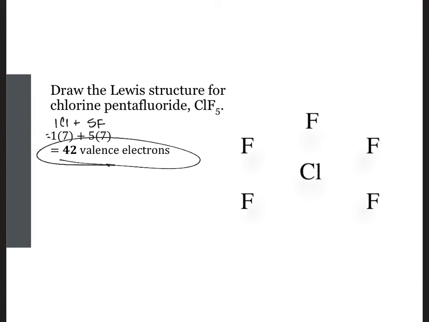3. Draw single bonds between the central atom and each terminal atom. Connecting the atoms together with single bonds uses up 2, 4, 6, 8, 10 electrons. We have 32 electrons left to place. 4. Distribute the remaining electrons to the outer atoms. The outer atoms get lone pairs first, so here goes. 2, 4, 6, 8, 10, 12, 14, 16, 18, 20, 22, 24, 26, 28, 30. We still need to place 2 more electrons.